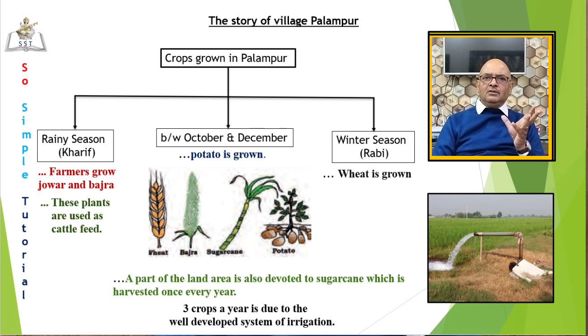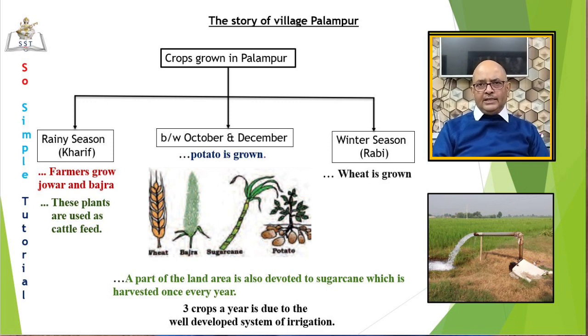Let us now see what crops are grown there. During the rainy season, farmers grow jowar and bajra. They don't eat them. These plants are used as cattle feed. Between October and December, they grow potatoes. In the winter season, fields are sown with wheat. This is the main crop. From the wheat produced, farmers keep enough wheat for the family's consumption and sell the surplus wheat at the market in Raiganj. Besides, sugarcane is also grown.